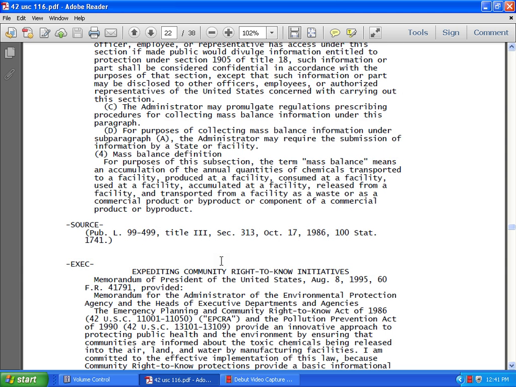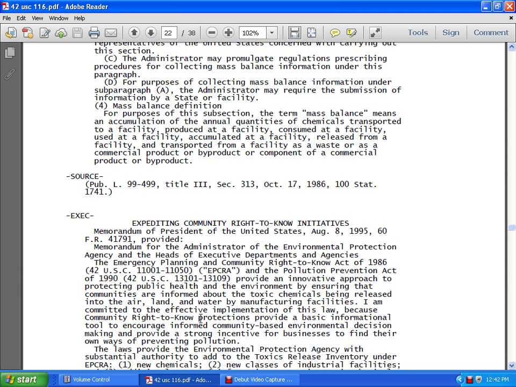Title 42 U.S. Code 11001 to 11050, the EPCRA, and the Pollution Prevention Act of 1990, 42 U.S. Code 13101 to 13109, provide an innovative approach to protecting public health and the environment, ensuring that communities are informed of the toxic chemicals being released into the air, land, and water by manufacturing facilities. I am committed to the effective implementation of this law because of the community right-to-know protection provided in basic information tooling, encouraging informed community-based environmental decision-making, and providing strong incentive for business to find their own ways of preventing pollution.